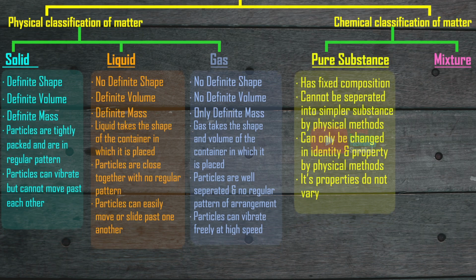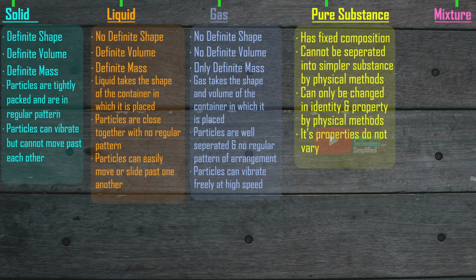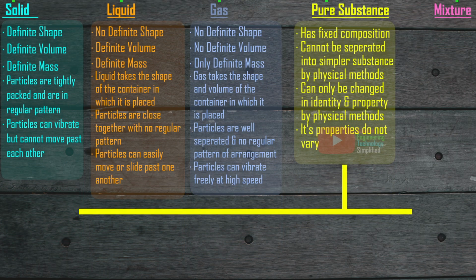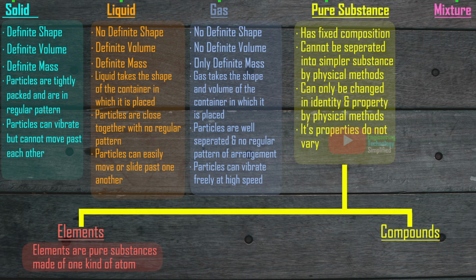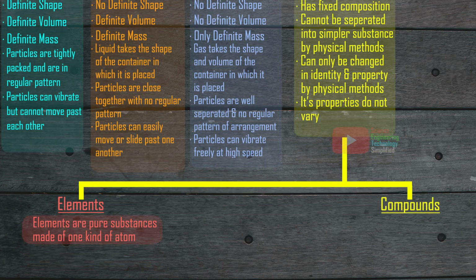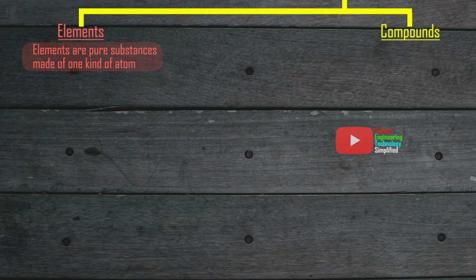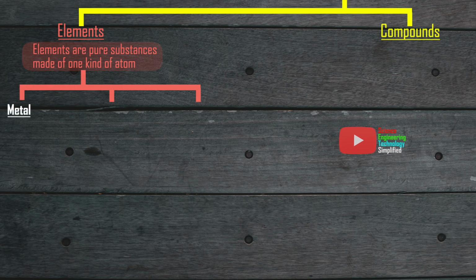These pure substances are further subdivided into two categories. First is elements, and second is compounds. Elements are pure substances, made of one kind of atom. This element is further subdivided into three categories. They are metal, nonmetals, and metalloids.